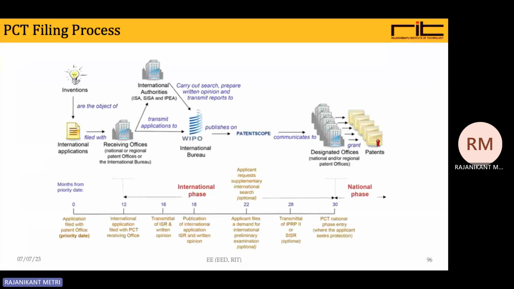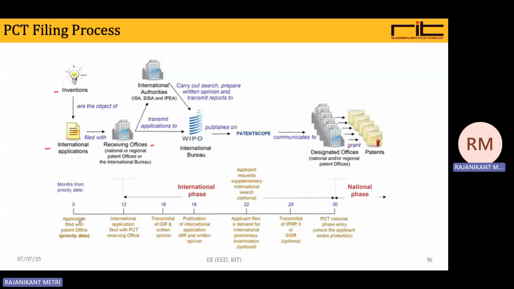Inventions, then the international application is filed with the receiving offices, then it transmits applications to WIPO and the international authorities. From the international authorities, it carries out the search and prepares the written opinions, and sends them to WIPO. Once WIPO verifies it, it publishes on PATENTSCOPE and communicates to the designated offices, and from the designated office the patents are granted. This total duration is 30 months.